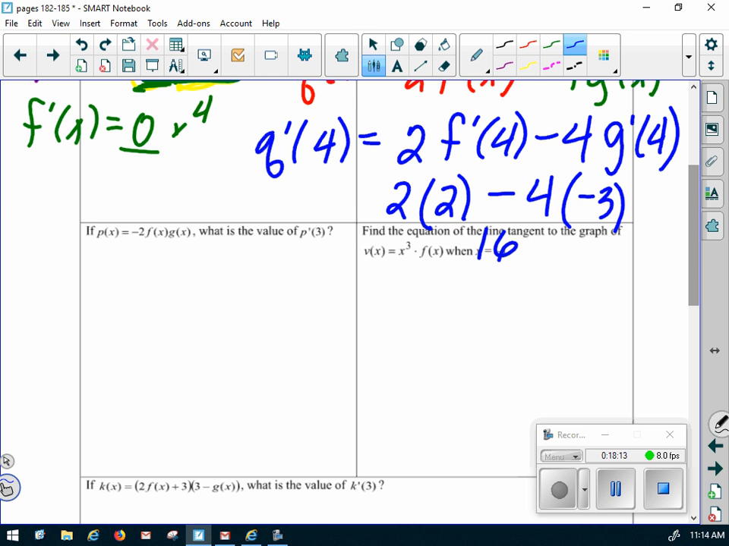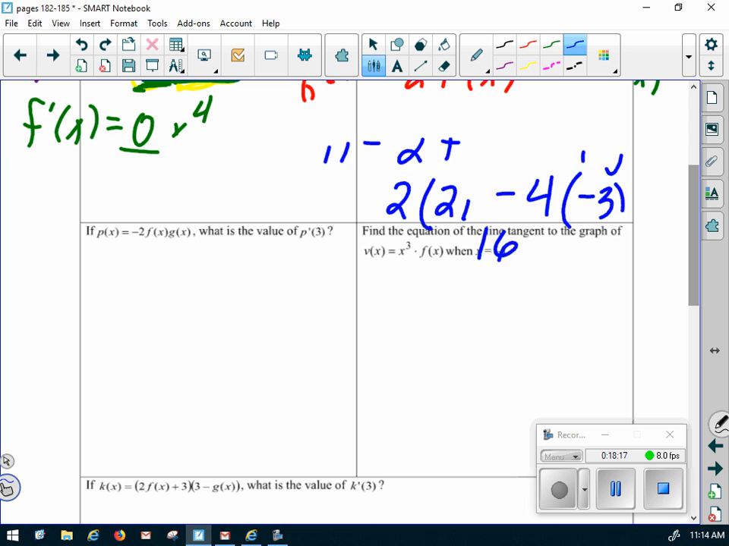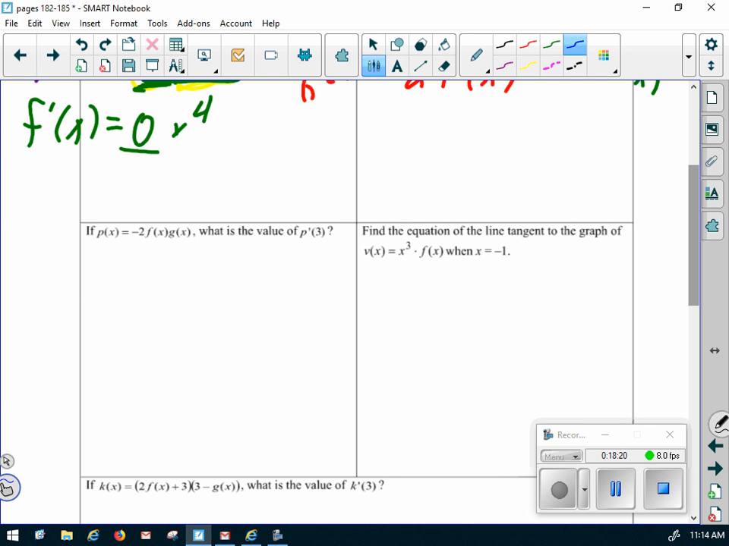Let's go talk about this p of x over here. How many terms are we multiplying together? 3. Now, believe it or not, you can do the product rule with 3 terms. And the way it goes is this. The derivative of the first one times the other 2, plus the derivative of the second one times the other 2, plus the derivative of the third one times the other 2.